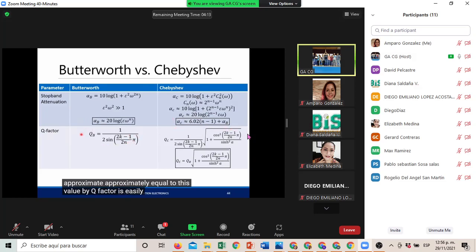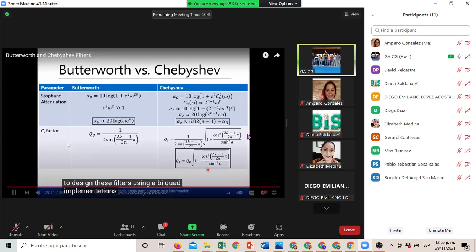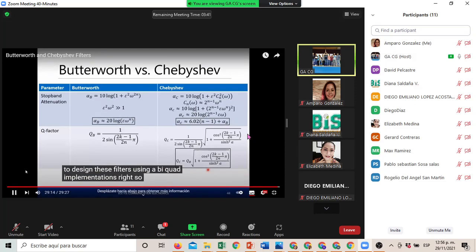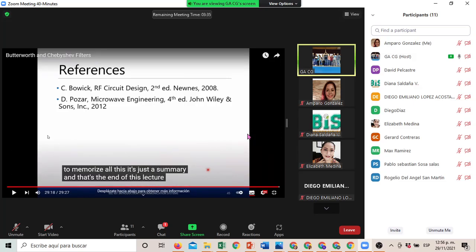The Q factor is easily defined since all of the poles are on a unit circle. So the Q factor has a simple equation compared to your Chebyshev. Well, you have this large equation right here for your Q factor, but you don't need to memorize all that. You just need to understand how to design these filters using biquad implementations, right? So you don't need to memorize all this. It's just a summary, and that's the end of this. Okay, this is some reference.